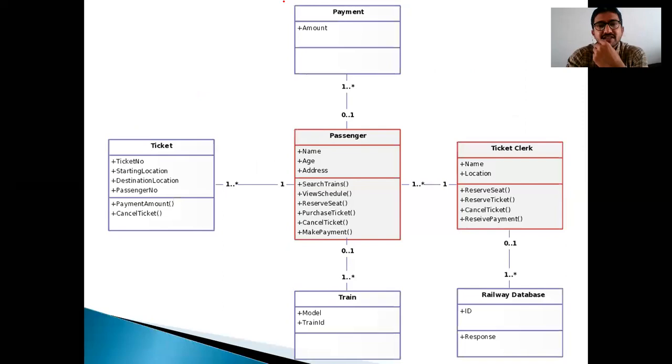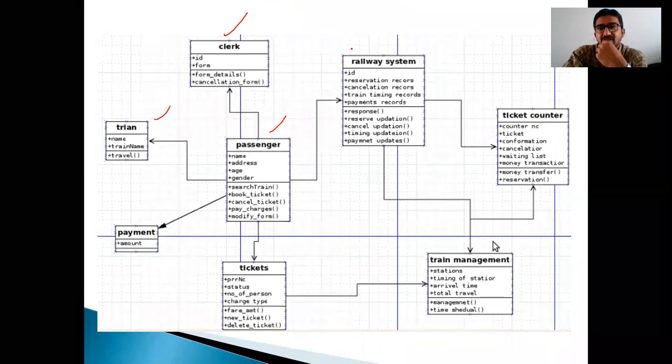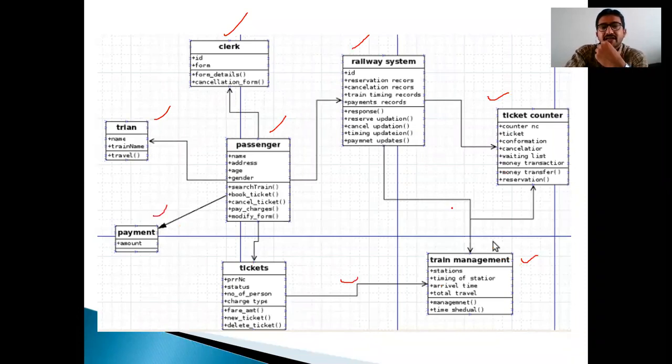If you see the same problem statement, we have six classes here: payment, ticket, passenger, ticket clerk, train, railway database. Just simply we can have connections like this. Having different connections is another view of the user's understanding. And this is another class diagram for the same problem statement. Here we have classes like clerk, train, passenger, railway system, ticket counter, train management, tickets, payment, like this, 4 plus 4, 8 classes.